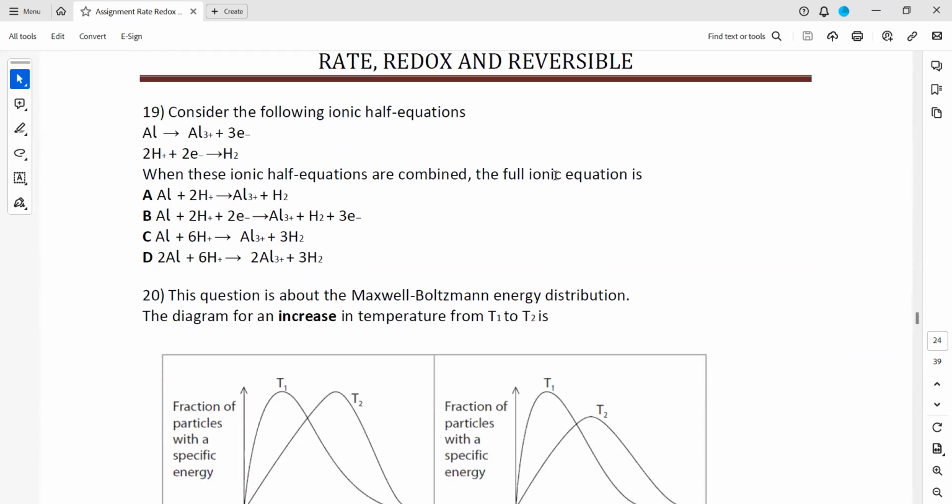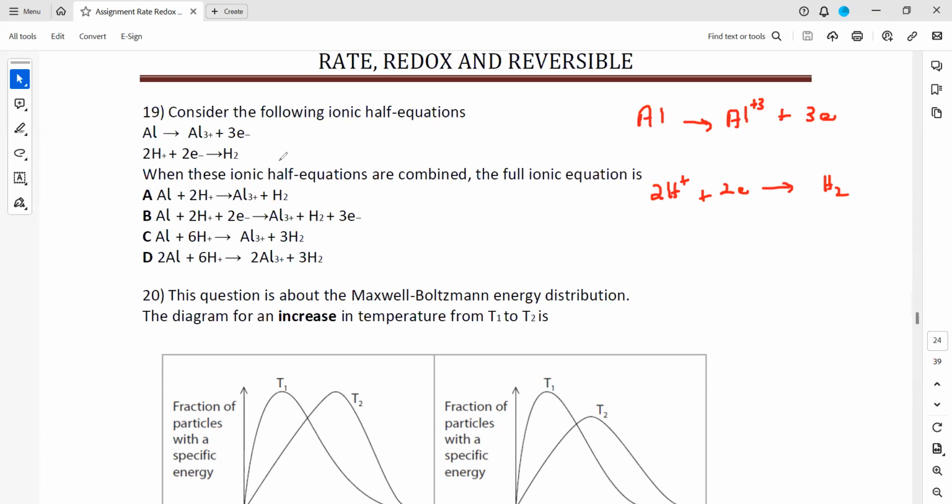Question 19, related to the exercise on rate, redox, and reversible reactions. Consider the following ionic half equations. We have aluminium turned into aluminium ion by loss of electrons, which is oxidation. And we have two hydrogen ions taking two electrons, gaining electrons and turning into a hydrogen molecule, which is a reduction.